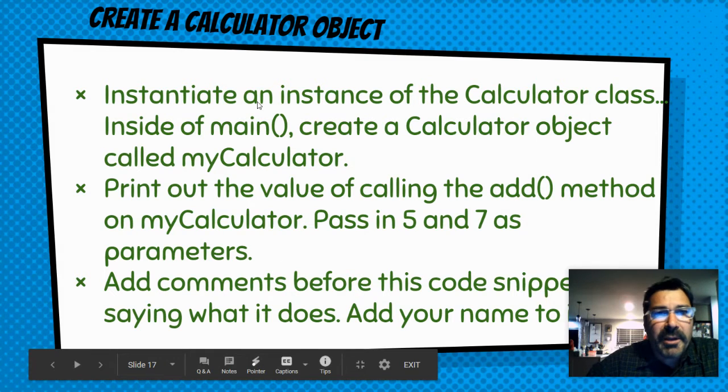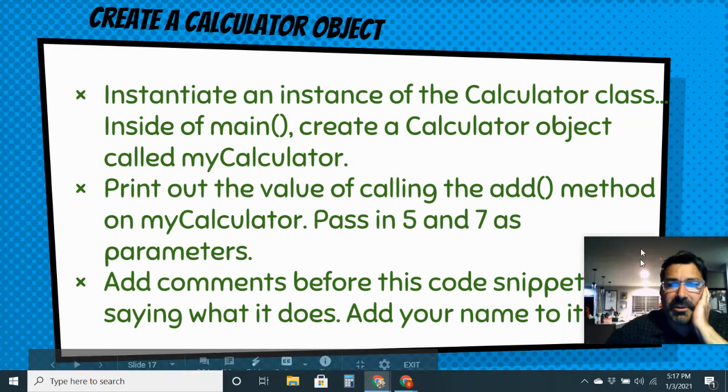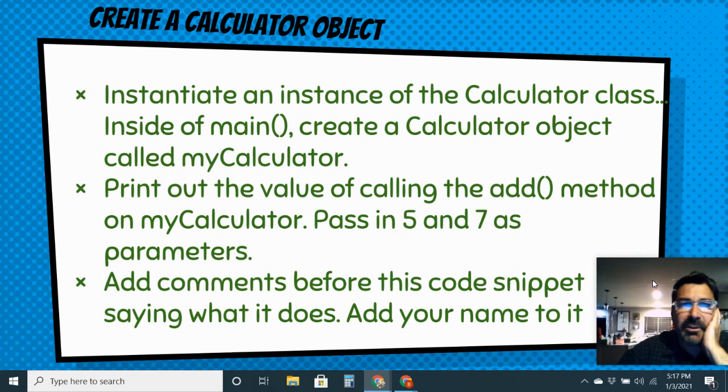Okay, so now we're actually going to do it. We have to instantiate an instance of the calculator class. So we actually have to make a calculator object inside of the main, create a calculator object called myCalculator. And then we're going to print out the value of calling the add method on myCalculator. It says add comments before this code snippet. So it does. All right, see if you can do that.